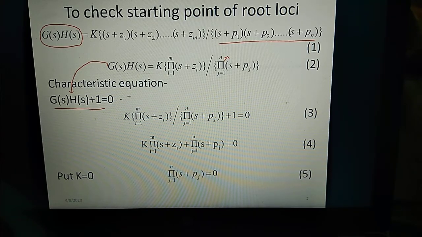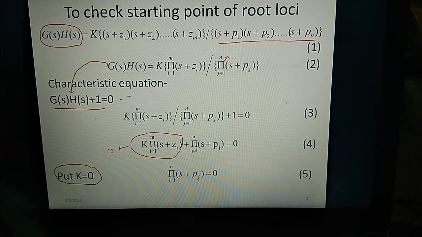So in this equation, if we put k as 0, this entire term becomes 0. So what information do we obtain? We will get the product of (s plus pj), j starting from 1 to n, is equal to 0. It means from here we will get s plus p1 is equal to 0, s plus p2 is equal to 0, and so on.